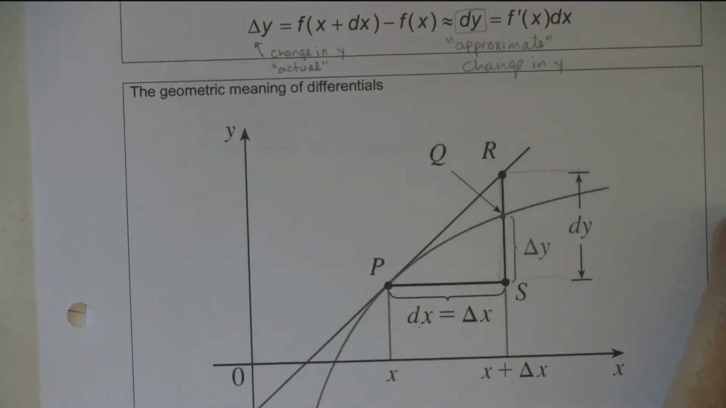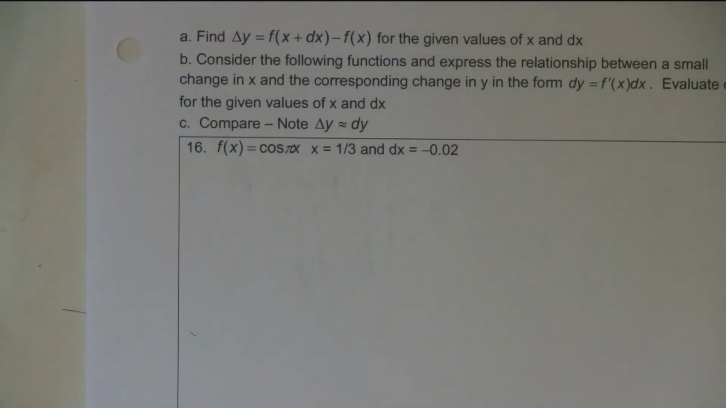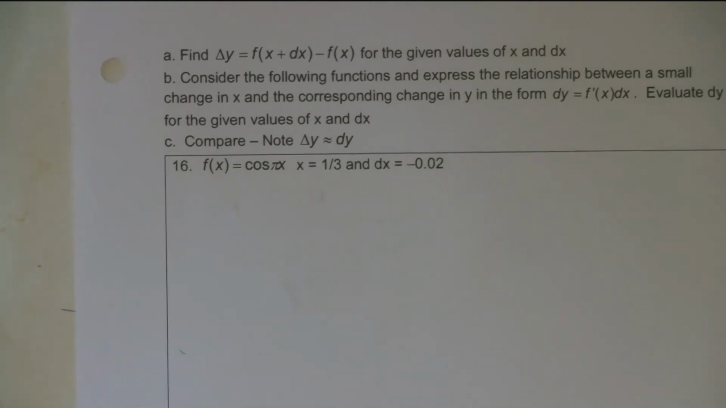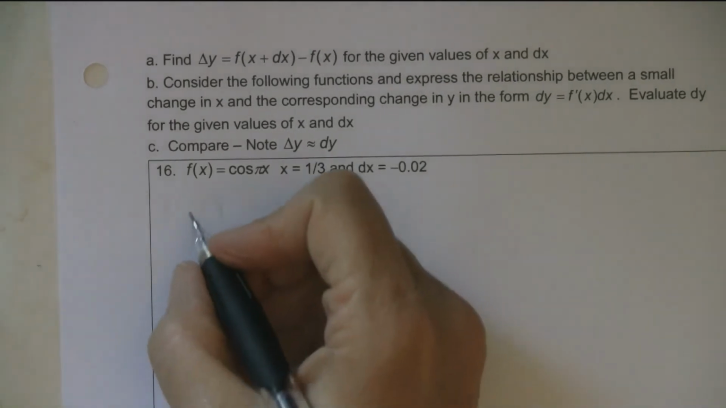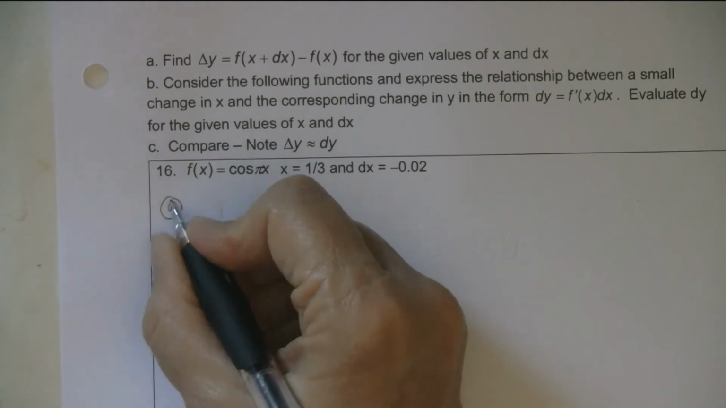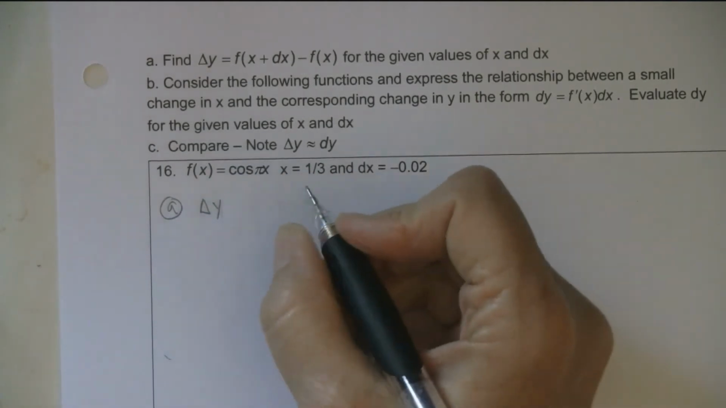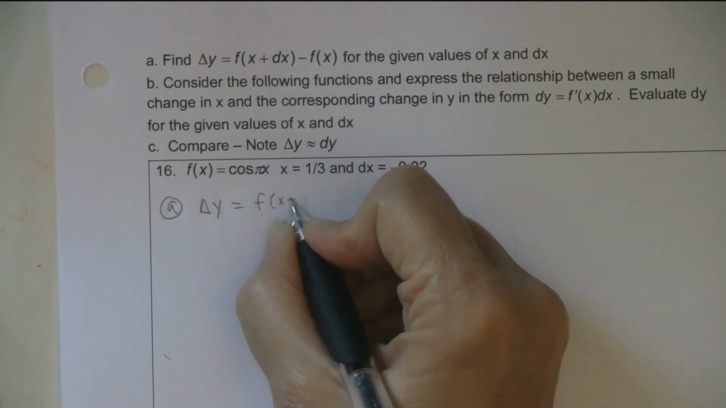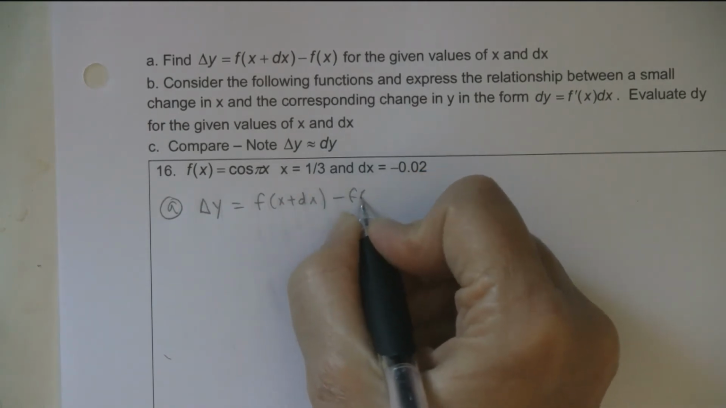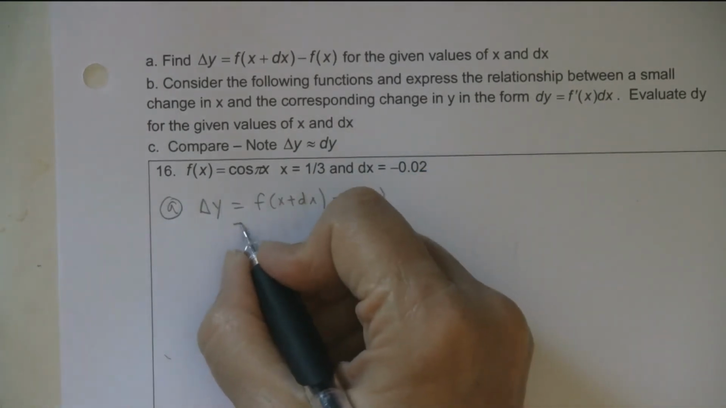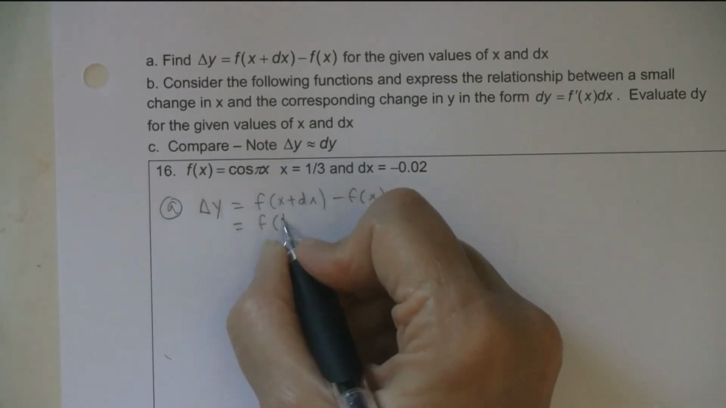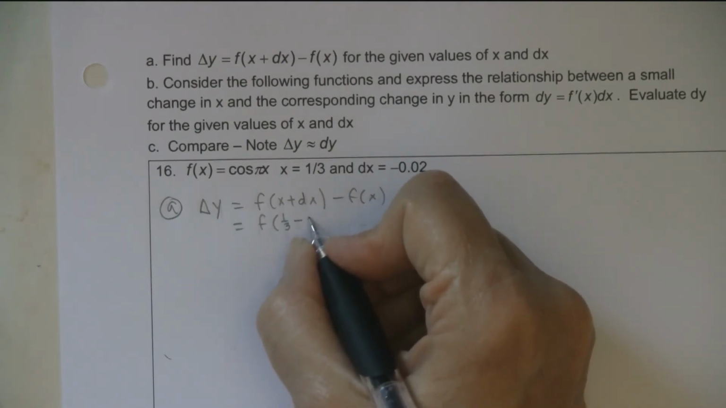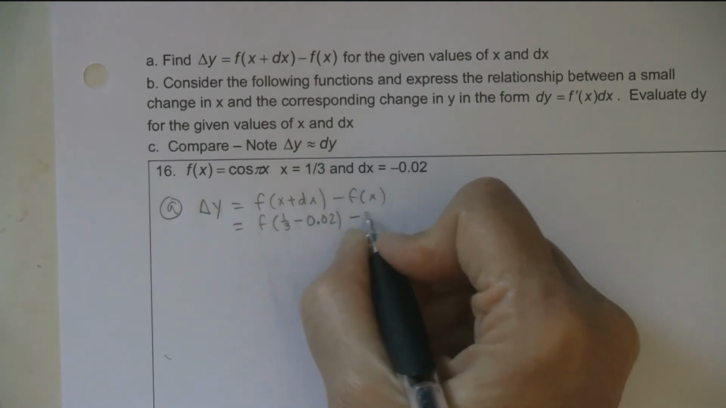Okay, so we're going to draw this step. Well, I'm not going to draw it. I'm going to do it on Desmos, and that's why I had to stop the video so I could get my Desmos set up so that I could do that. So in part A, they're asking us to find delta y, and that equals f at x plus delta x minus f at x. And so what this is, f at, they said 1/3 minus 0.02, minus f of 1/3.